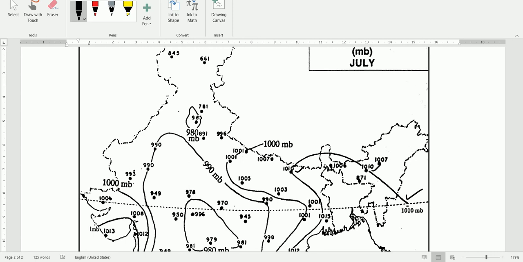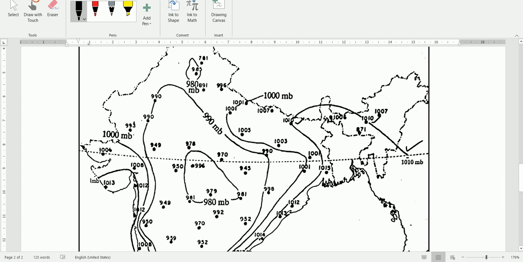1015 is here. Now let us consider these two. First of all, we have to put the scale here. We have to measure the distance between this station and this station. This is the West Bengal area. When we measure the distance between this point and this point, it measures 1 centimeter.